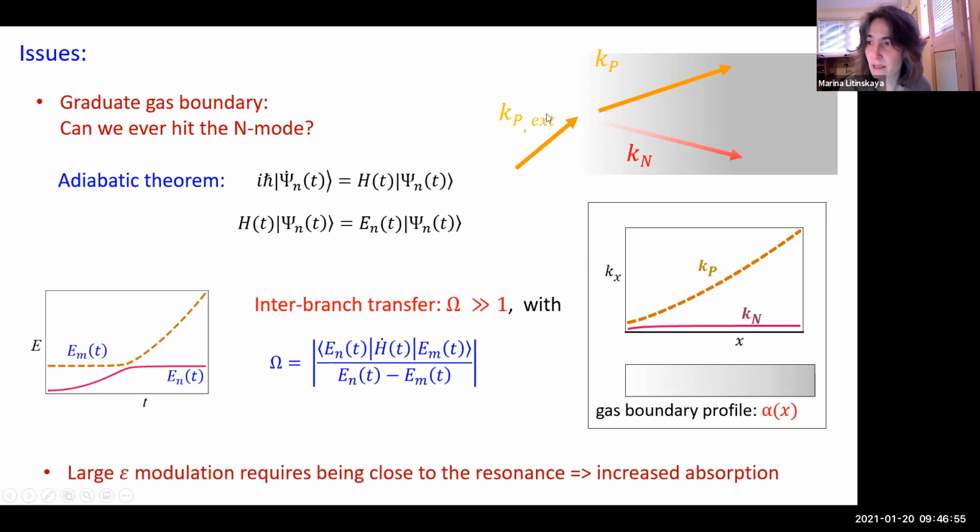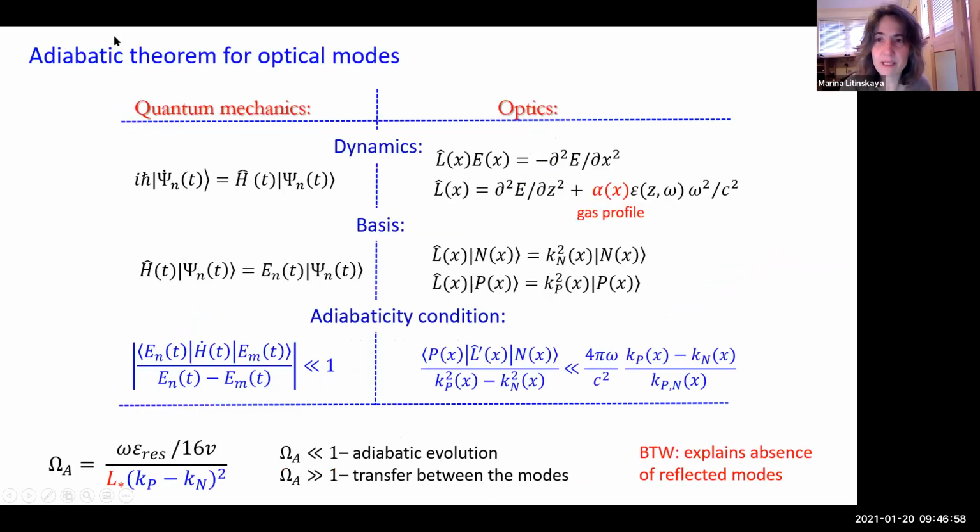To address the question about the boundary, we basically derived an optical analog of the adiabatic theorem. This is what we have in quantum mechanics, and that's what we did for optics. The dynamics is described by the Schrödinger equation. Instead, we have Maxwell equations with a coordinate-dependent gas profile. The bases are the wave functions. Here we have our wave packets, negatively and positively refracting wave packets, these monsters. And this is the adiabatic condition for quantum mechanics, and that's what we have derived for our system.